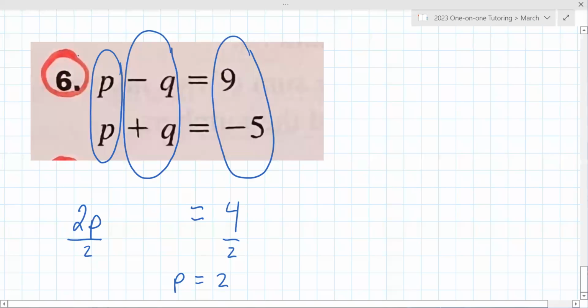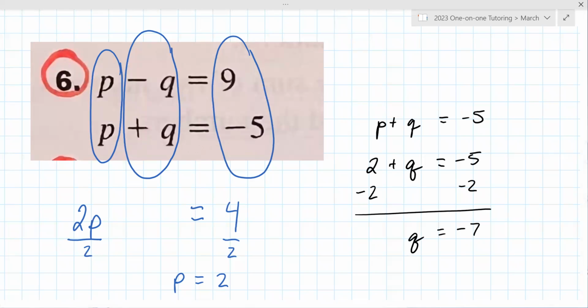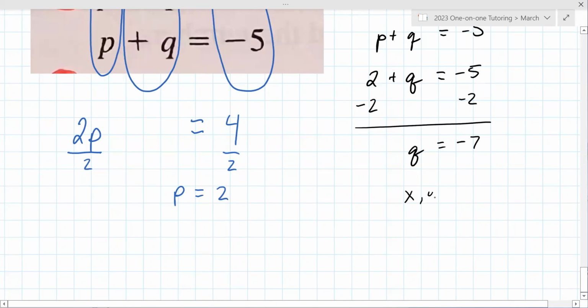And so you have a choice. You have to decide which equation you're going to use. I'm going to choose the first one because it's kind of simpler. It's got just positives in it for P's and Q's. So that's 2 plus Q equals -5. Subtract 2 from both sides. Q equals -7. So in terms of how you present your answer, it's always in alphabetical order. X comes before Y, P comes before Q. So this is 2 comma -7.